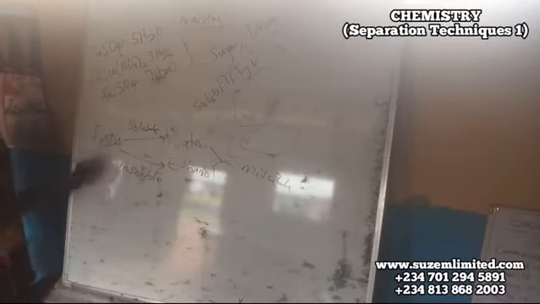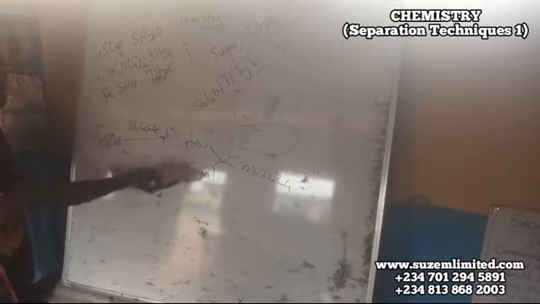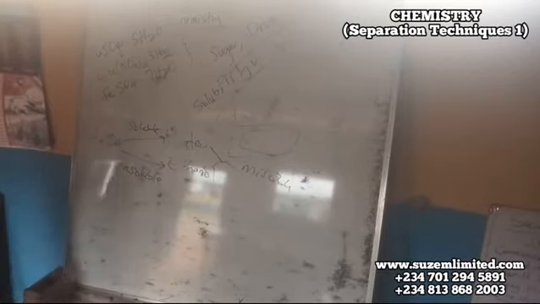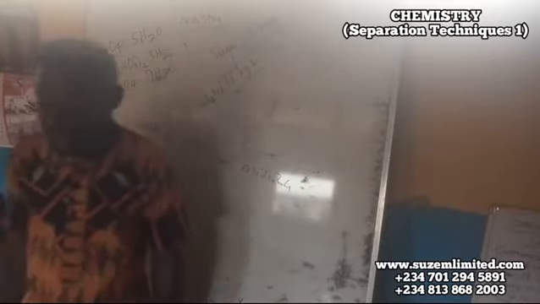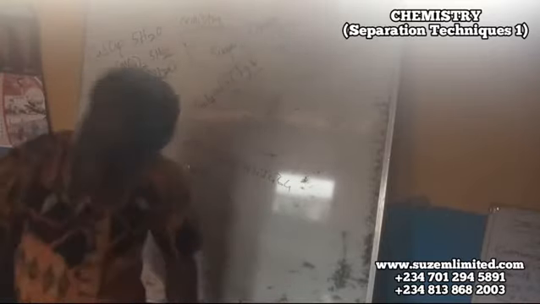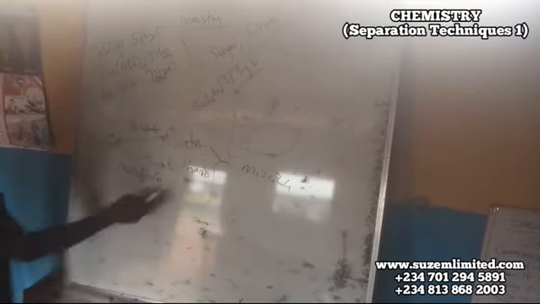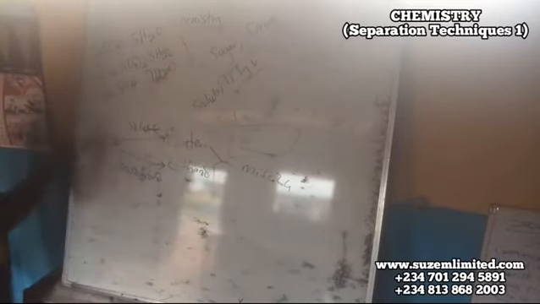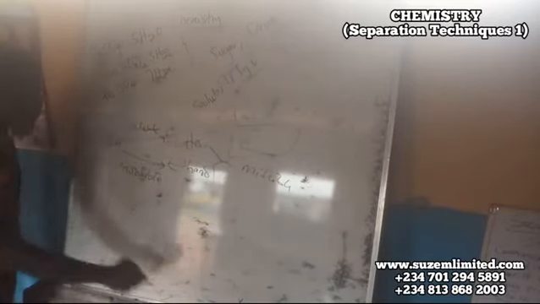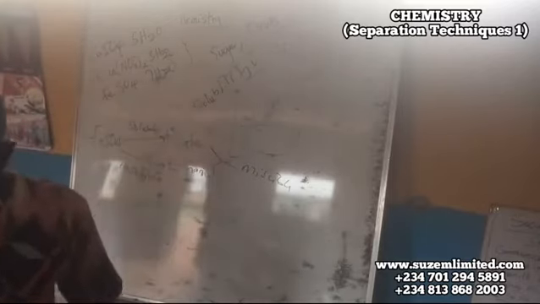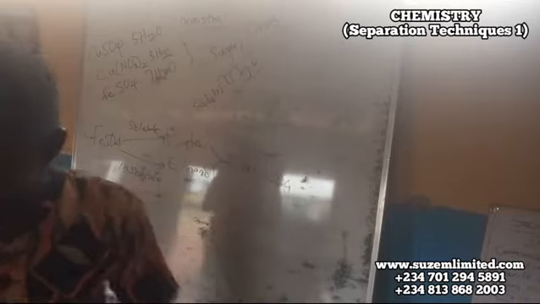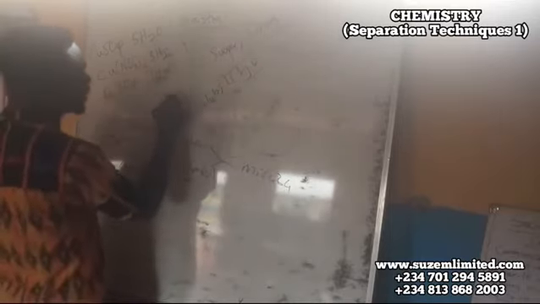Now, if you get iron sulfate and dissolve it in water, can you separate it? You cannot. It will be difficult to separate. But you can separate it by adding ethanol. Once you add ethanol, iron sulfate will come out as a solid precipitate. We call it precipitate.